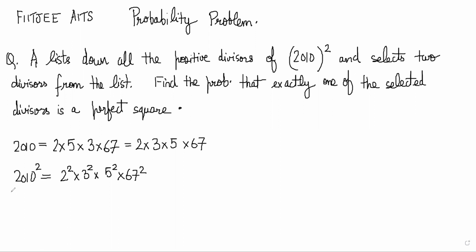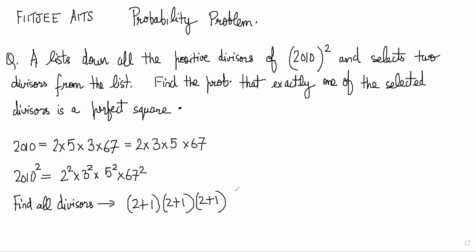So what we have to do is find all divisors. Let's first count the number of divisors. You know from standard theory that counting the divisors will be just adding 1 to the powers of the prime factors and multiplying them. So it will be 2 plus 1 into 2 plus 1 into 2 plus 1 into 2 plus 1, which is equal to 81. So there are a total of 81 possible divisors here.